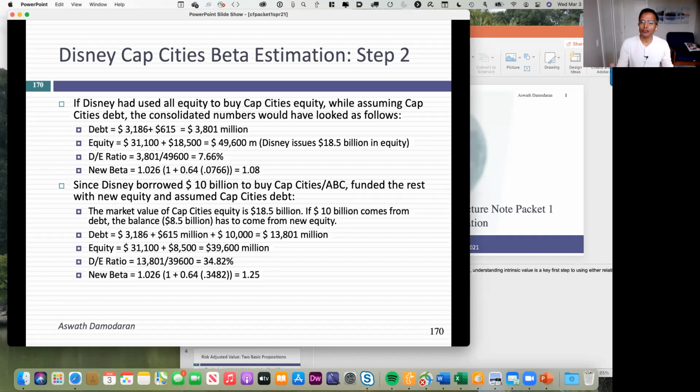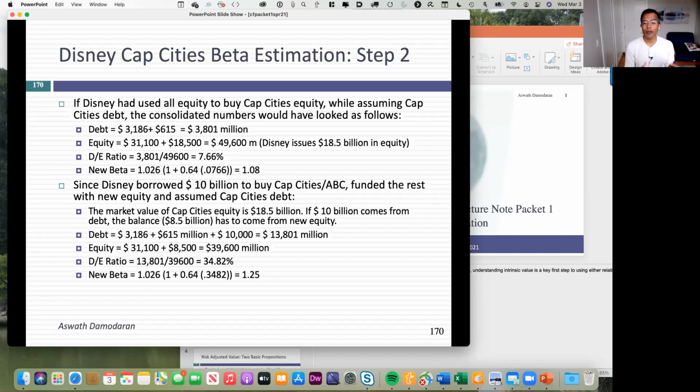Remember, they issued no debt, so their debt is going to stay at what it was before the acquisition, but their equity is going to jump by the $18.5 billion that they will have to issue to buy Cap Cities equity. So basically, the debt will just be the combined debt of the two companies. The equity will jump by the number of shares that Disney has to issue, the $18.5 billion. The debt to equity ratio for Disney, if it used all equity to fund this deal, would have been about 8%, 7.66% to be precise.